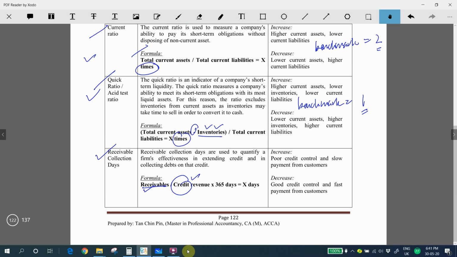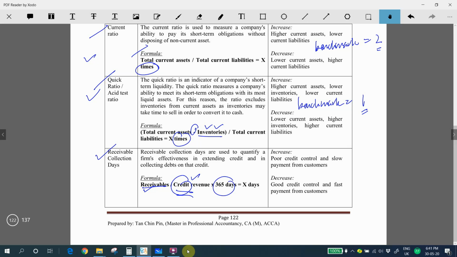But if in the question the examiner is silent on the amount of credit sales, then you can recognize the full revenue as the credit revenue. So the formula is receivables divided by credit revenue times 365 days. What we can understand from the receivable collection days is how long it takes for your customer to pay you the money from the day you sell them the products. For example, if your receivable collection days are 30, it means that when you sell the product to your customer, they only repay you 30 days later.